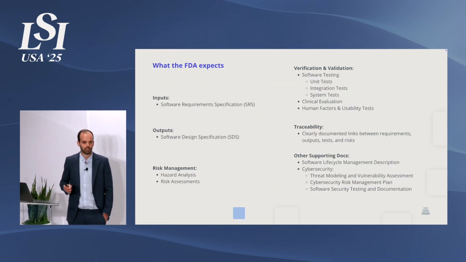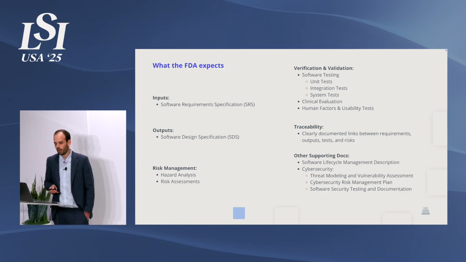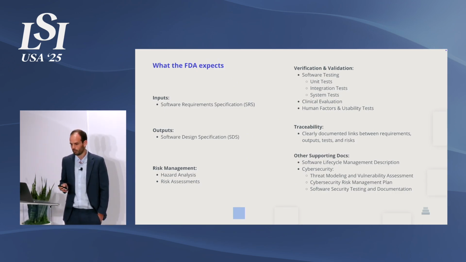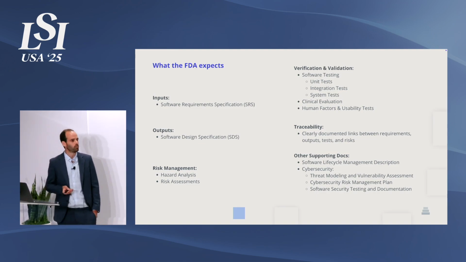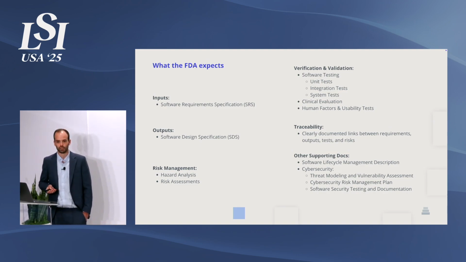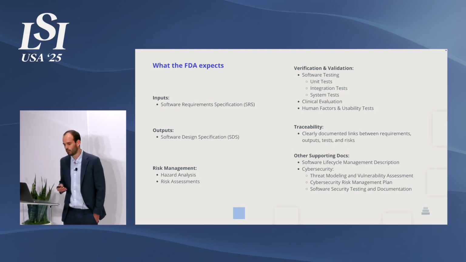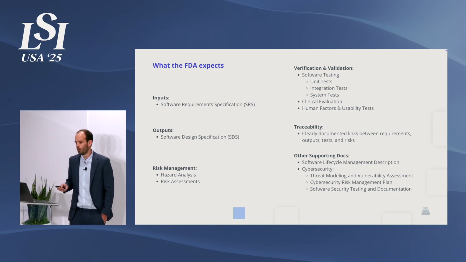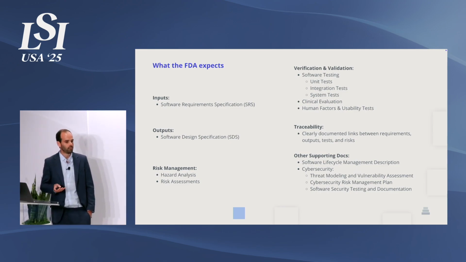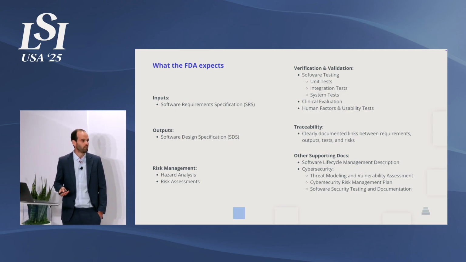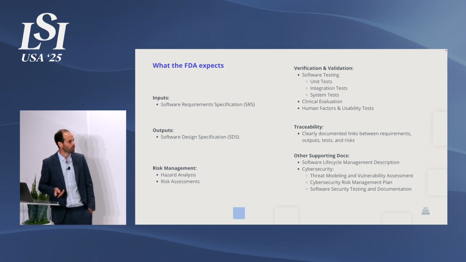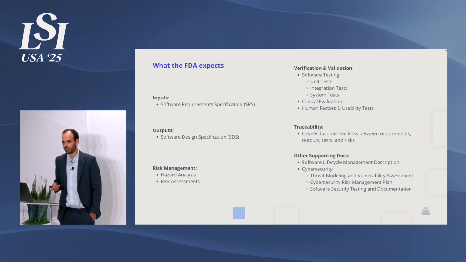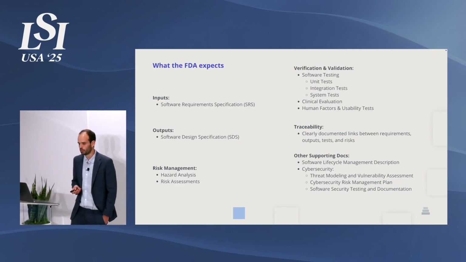So in a nutshell, what the FDA expects when you write software, and this is put in terms of design controls. Your biggest input will be the software requirement specification, which is going to be a large file or files indicating what your requirements are. They might be clinical requirements or intended use requirements of how stakeholders are going to be using your software. It could be patients, physicians, or any other stakeholder using the software.